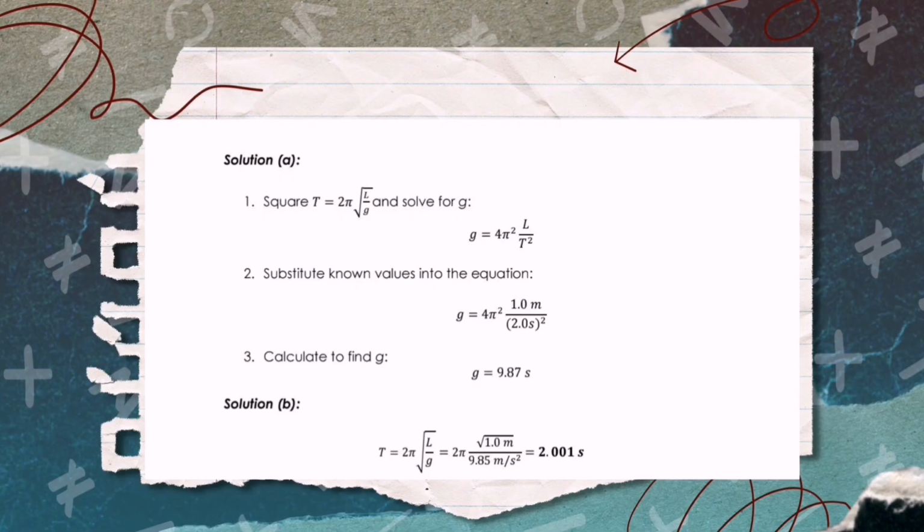So compute T is equal to 2 pi times 0.3187. So we will have an answer of T is equal to 2.0 seconds.